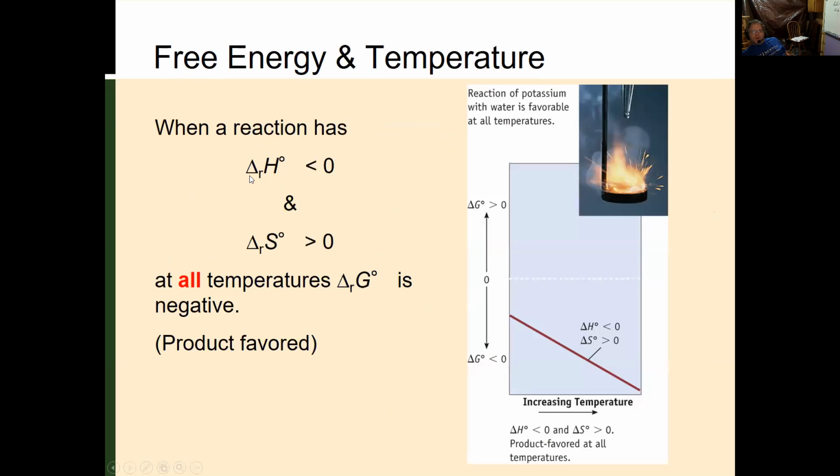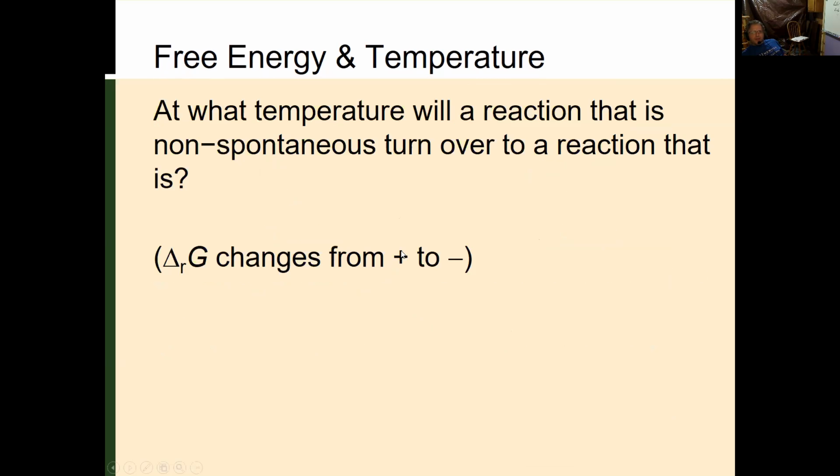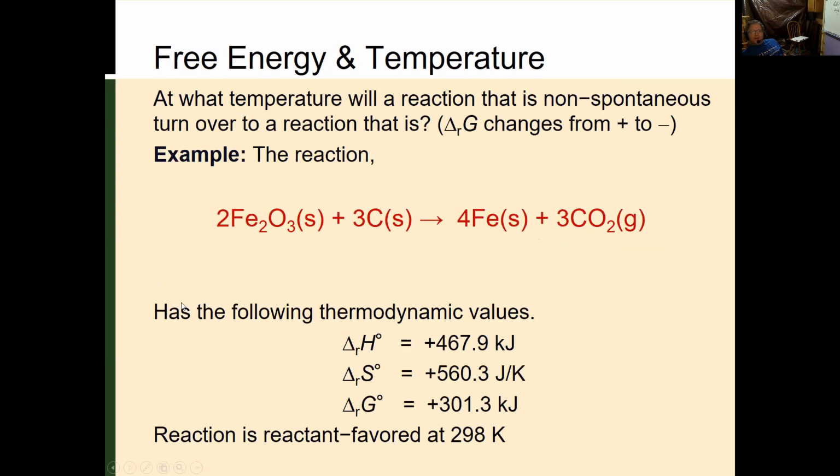Okay, so if I have an exothermic reaction that has an increase in entropy, it's always going to be a negative delta G. If I have an endothermic reaction with an increase in entropy, it's going to be spontaneous at high temperatures. If I have an exothermic reaction that has a decrease in entropy, it's going to be spontaneous at low temperatures. Now that high and low is relative to the particular reaction. So we could actually calculate at what temperature delta G changes from a positive to a negative value.